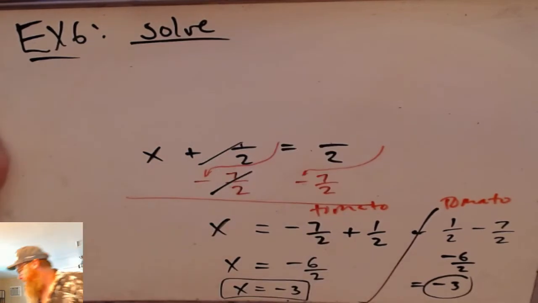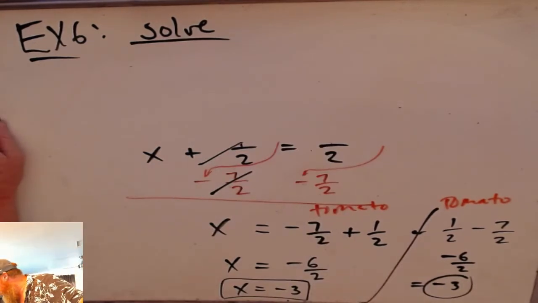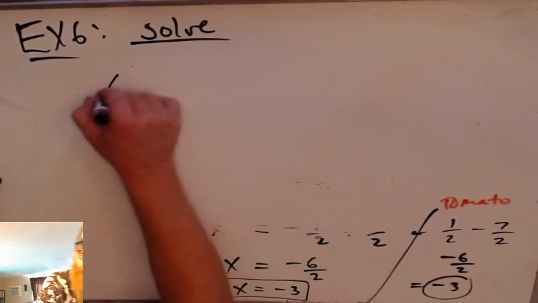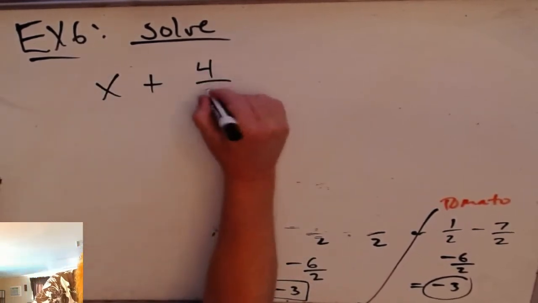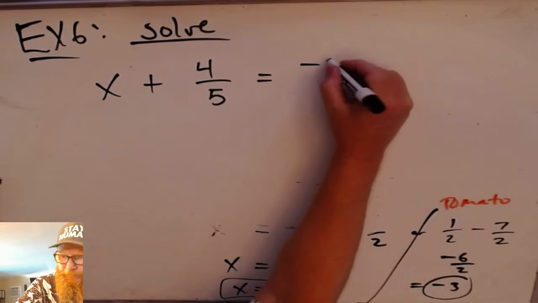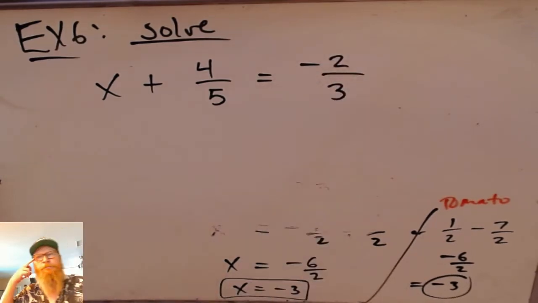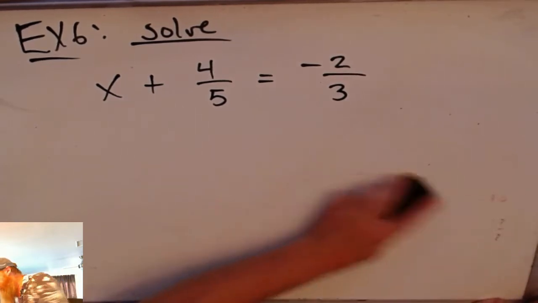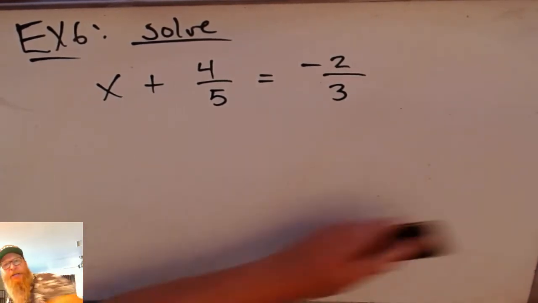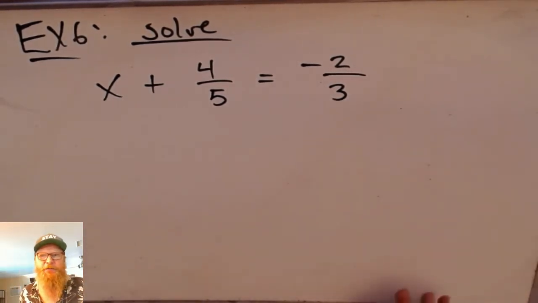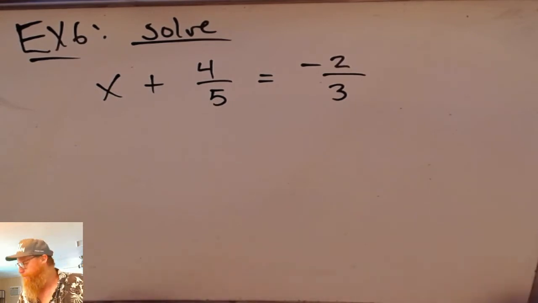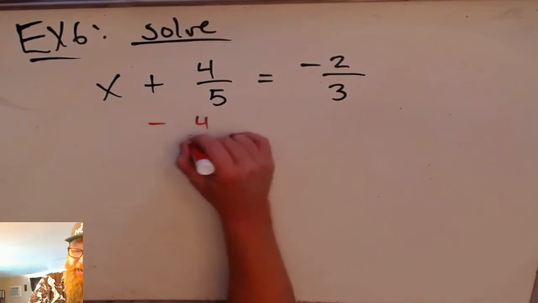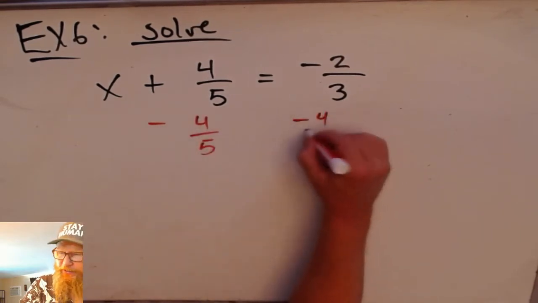From now on, I'm just going to say solve. All right, x plus 4/5 equals -2/3. All right, so we're going to add the opposite to both sides.